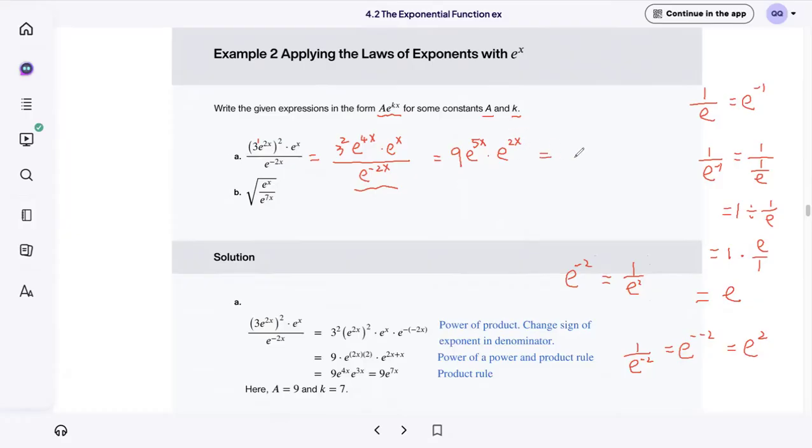Now 5x plus 2x is 7x. So we get 9 times e raised to 7x. So in this case, A equals 9 and k equals 7.